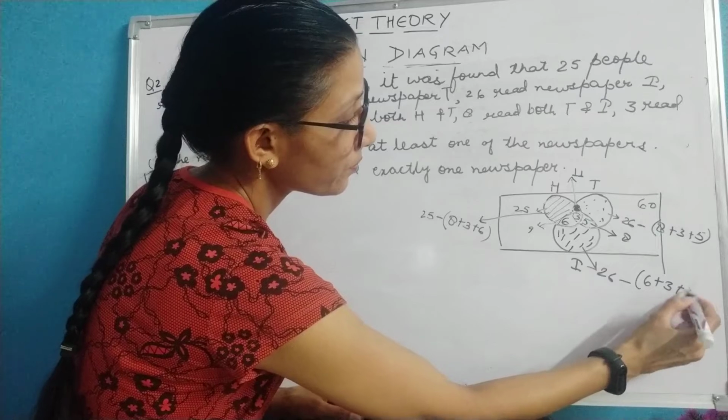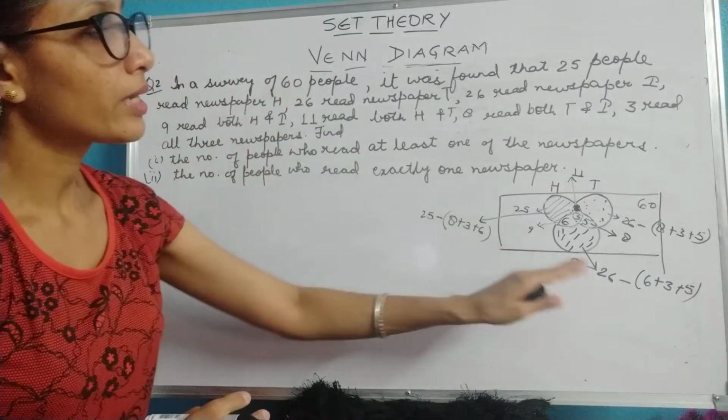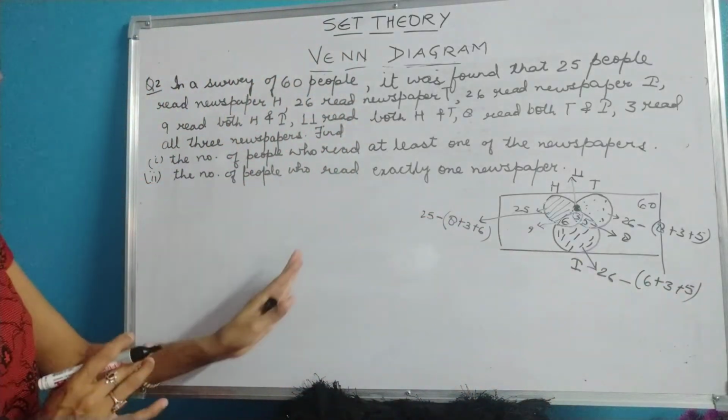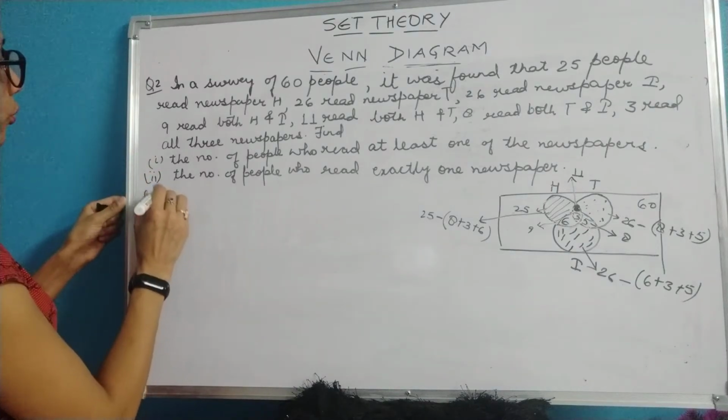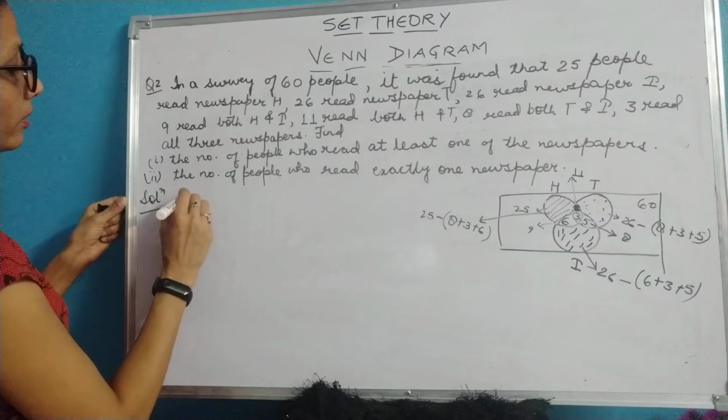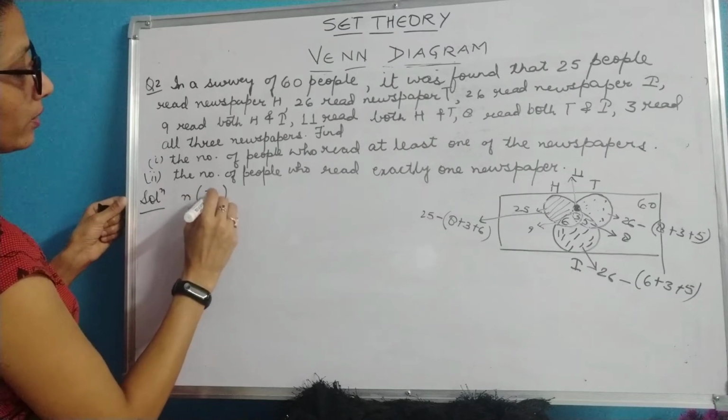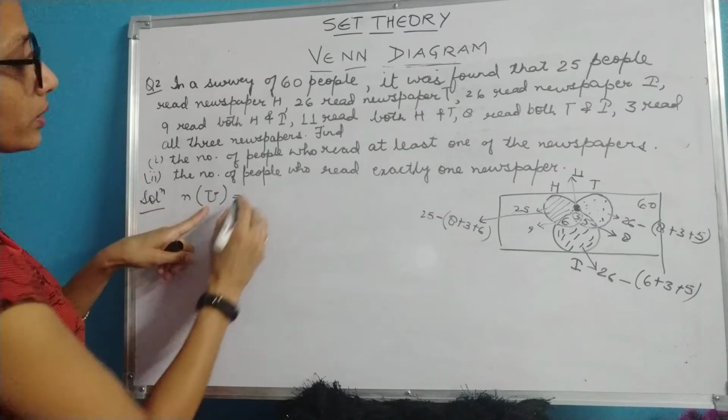Alright. So this is the calculation which we have done in our Venn diagram. Now let's see what the question is and how we can write it. In the solution, first of all you will be writing how many people are given to you in the universal set?